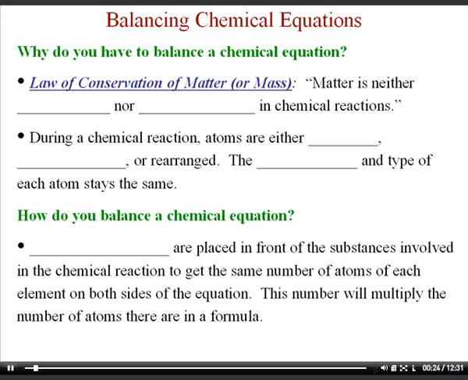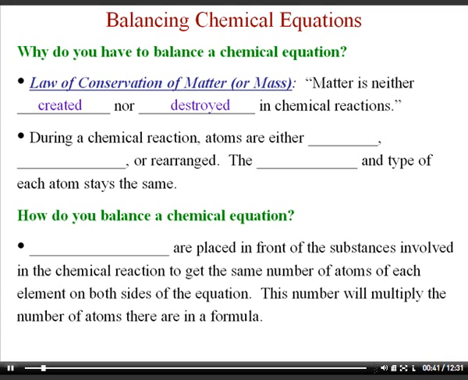So we're going to cover how to balance a chemical equation. First of all, a lot of students ask, why do you have to balance a chemical equation? Well, we have to obey the law of conservation of mass, or the law of conservation of matter. It goes by 2 different names. And it states that matter is neither created nor destroyed in chemical reactions.